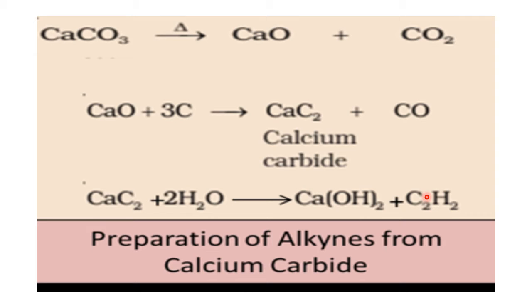Ethine is formed. Okay, but the unstable calcium carbide, how to get it? This is not stored in the laboratory, it is unstable. Therefore it is prepared on the spot when we prepare ethine. So for the preparation of ethine, we require calcium carbide. That time only we will prepare it. How is it prepared? It is prepared from calcium oxide.